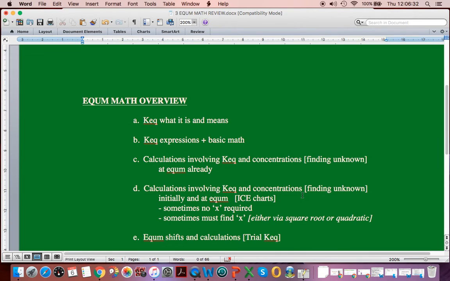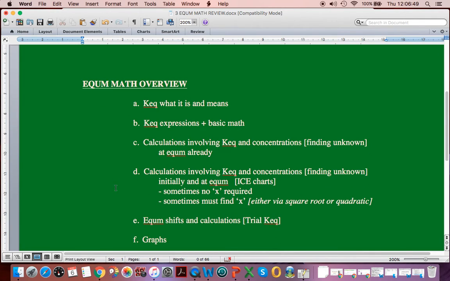E, we're going to look at situations where we give you all the concentrations, we give you a KQ value, and we ask you to figure out, are we at equilibrium, or does the equilibrium have to shift left or right? And that section is called trial KQ, and it is very, very simple.